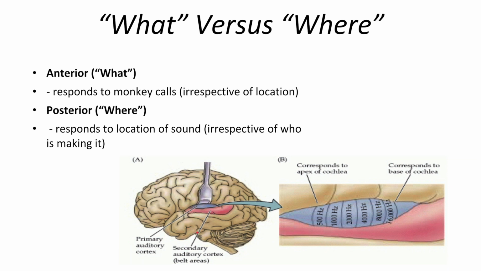And it wouldn't matter where that call came from in space. There are cells then in the parietal cortex, or in this posterior pathway, that respond to the location of sound irrespective of what kind of sound it is. So it could be a cell that responds to any number of different monkey calls, but that cell prefers only those calls that come from a particular direction. So in this way, we see again this divide and conquer strategy, that the brain seems to take basic auditory information, break it down to simple units, and then piece it back together into its what and where kind of information.